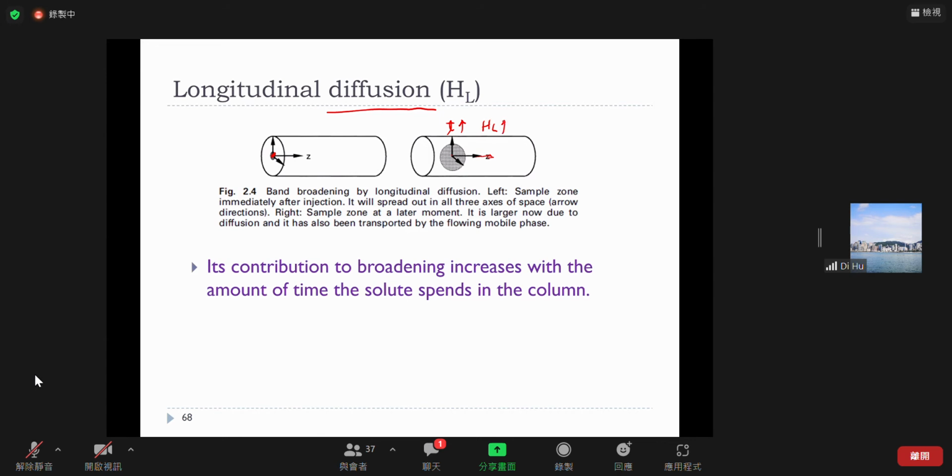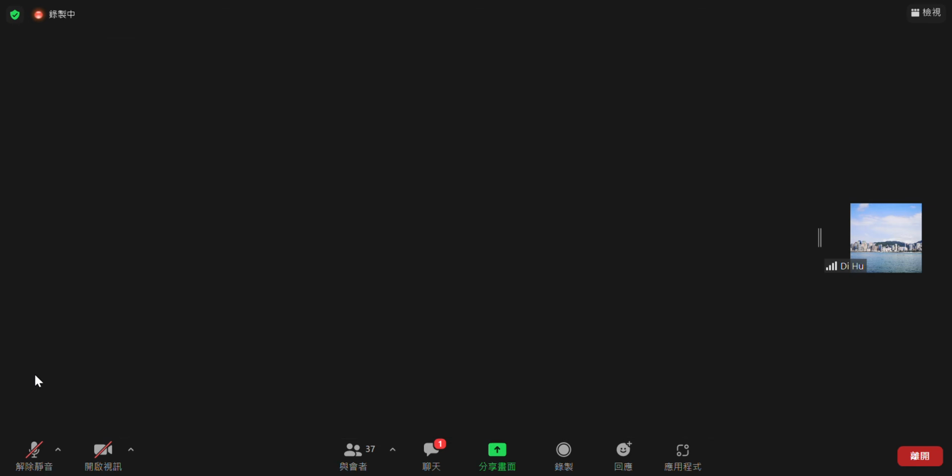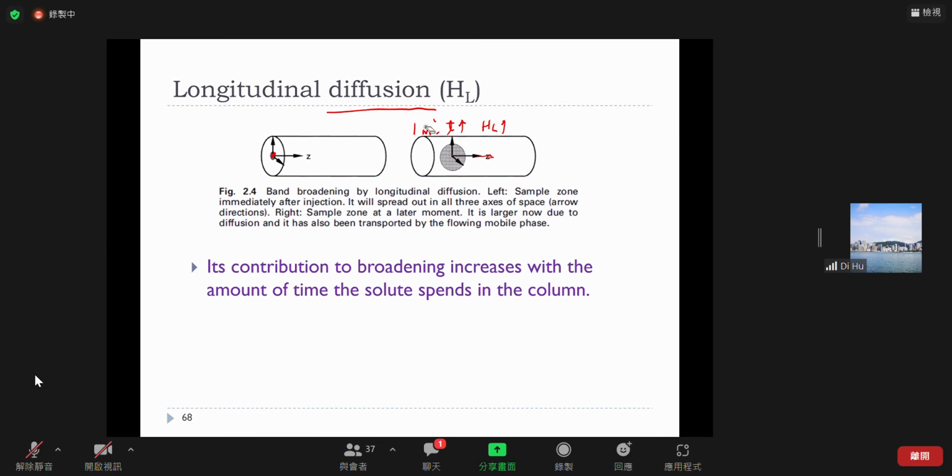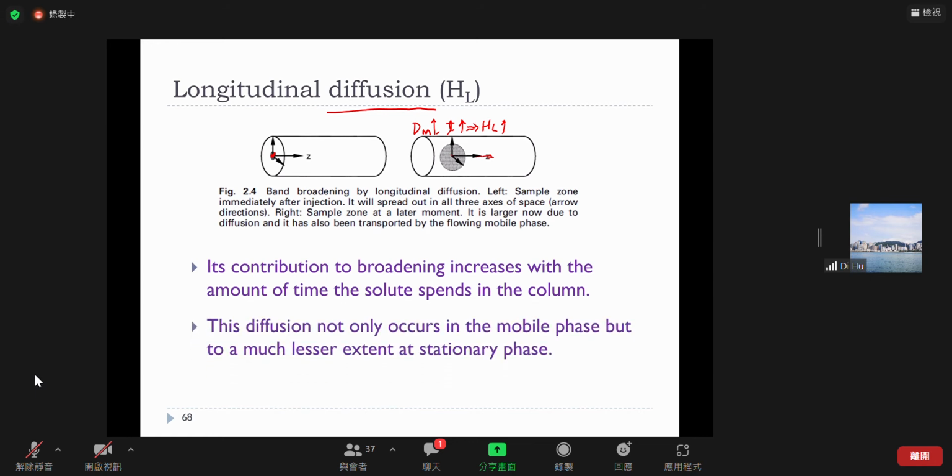Okay, and what else? Because it is diffusion, it should be related to the diffusion coefficient as well. If it's a larger diffusion coefficient, that means more effect from this kind of diffusion, right? That's easy to understand, right? So this one contributes to broadening, which increases with the amount of time spent in the column, and the larger the diffusion coefficient, the more it can contribute, right?